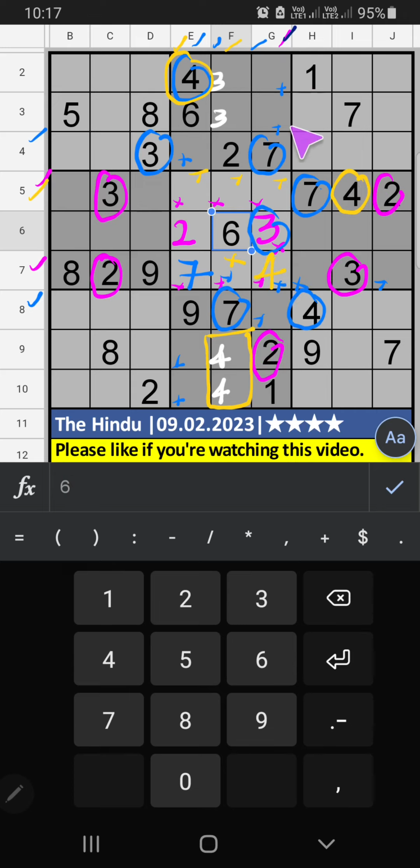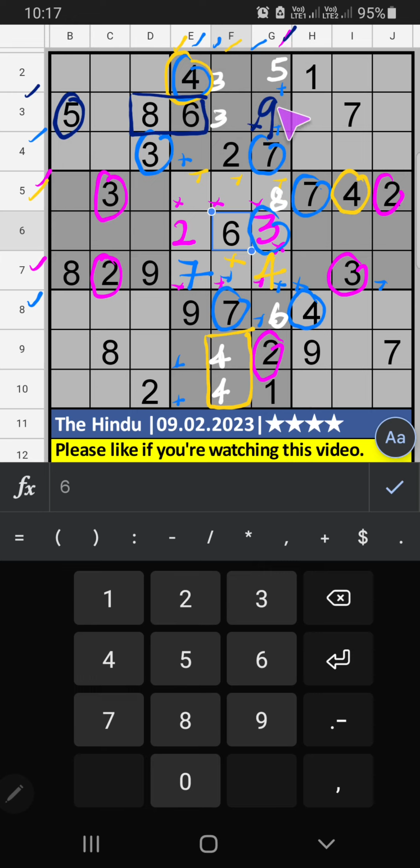Column G, 4 numbers are remaining: 5, 8, 6, 9. 3rd row, we have 5 and 8 and 6. Those 3 numbers can't come in this cell. It will come in another 3 cells. We will confirm later. Then column G, only 1 number is remaining, 9. 9 is confirmed here.